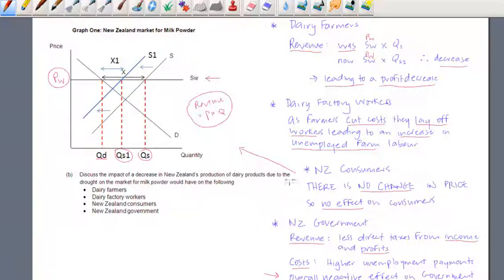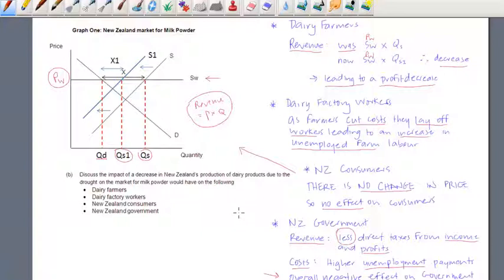Okay, finally, the New Zealand government receives revenue from taxes, both from incomes and profits. As a result of lower profits for farmers and fewer workers being employed, there's going to be less tax from income and profits. Also, the government will face higher costs, so unemployment payments will increase. Overall, this is a negative impact on the government.